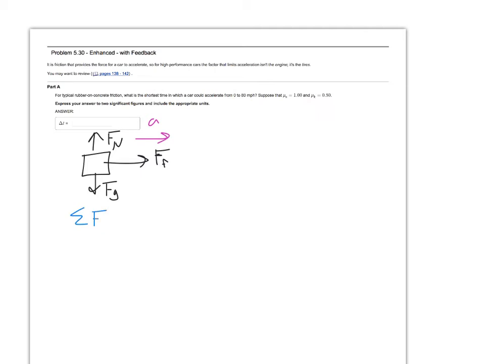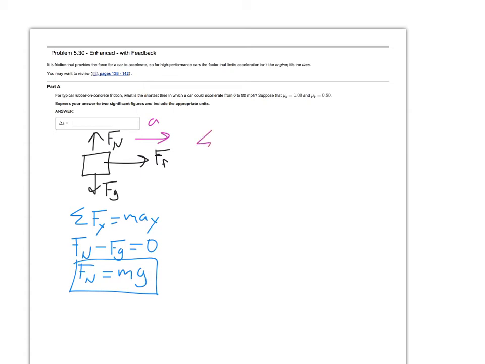I'm going to set up my F equals ma, starting with the y. So I have Fn minus Fg equals 0. Subbing in for Fg and solving for my normal force, I get that Fn is simply mg. In the x direction, the sum of the forces in the x equals max. I just have this force of friction, and that's going to be equal to the mass of the car times its x acceleration. I'm going to now sub in for the force of friction, and in this case we're going to be dealing with static friction.